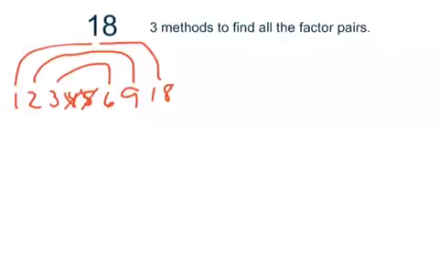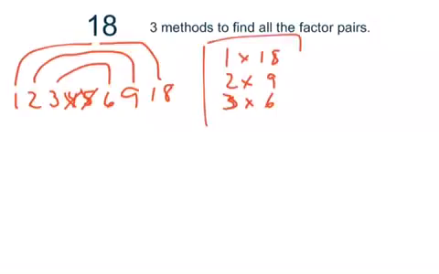So that's one. Another one is I can just think through the different factor pairs and try to list them for myself, going through multiplication facts that I know. So I do know that 1 times 18, I do know 2 times 9, I do know 3 times 6, and hopefully I will get them all. My worry is I won't always, so that's why the rainbow is a better method for me personally, but that's a different method.